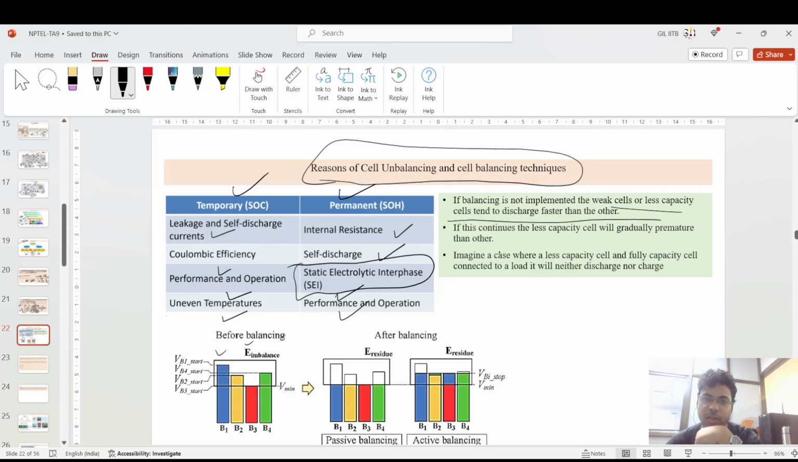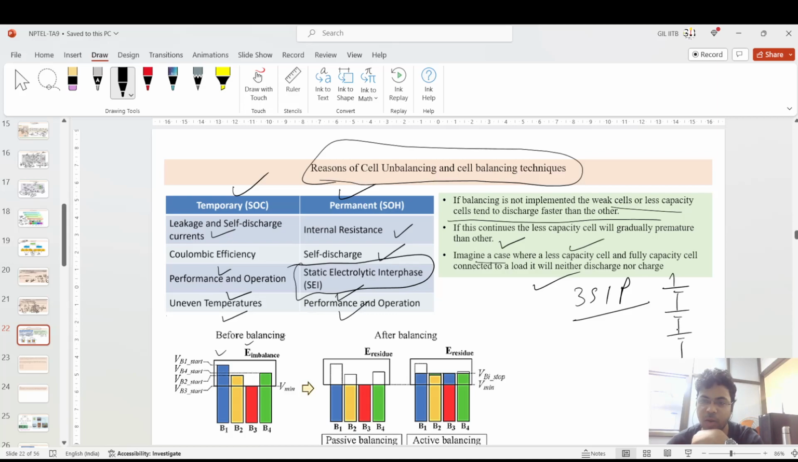Okay, and if the balancing is not implemented, the weak cells or the less capacity cells tend to discharge faster than the others, and if it is continued, it will lead to premature replacement and so on. The cell capacity also gets deteriorated, and the full cell capacity which is connected to the load will neither discharge nor charge. What is actually cell balancing?